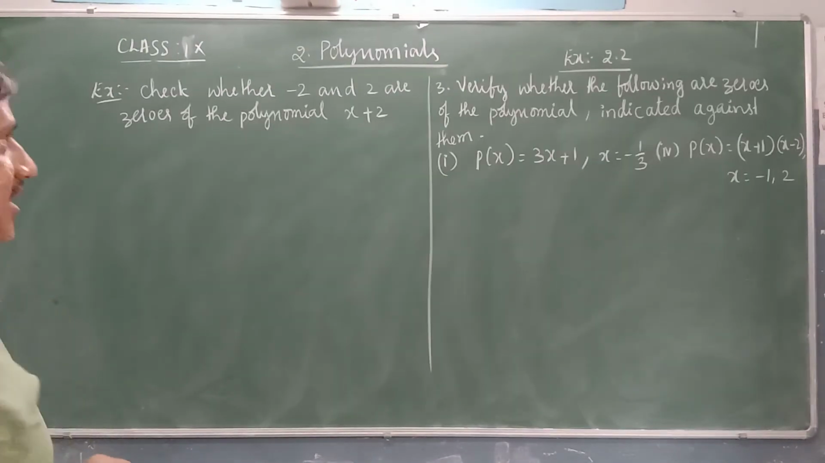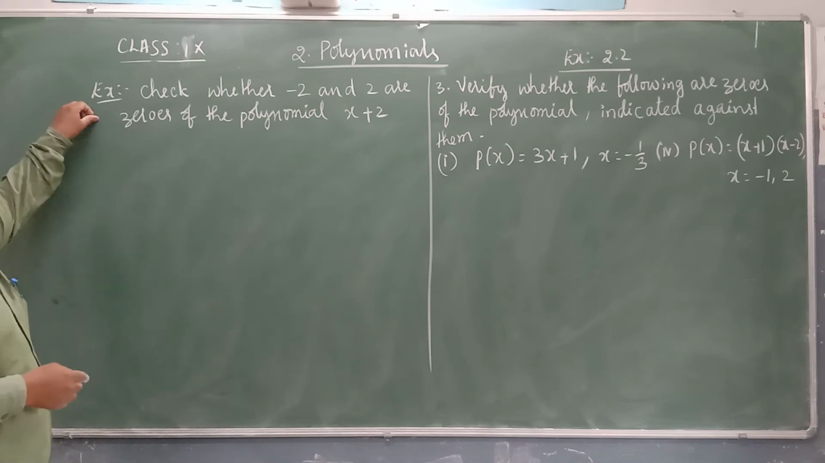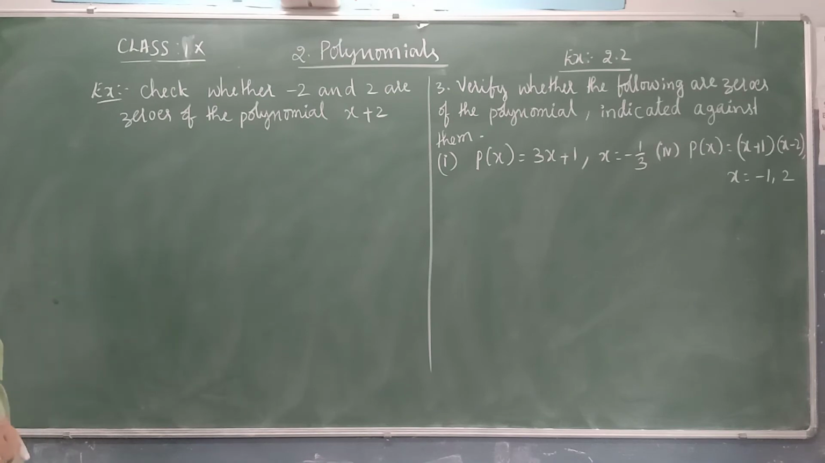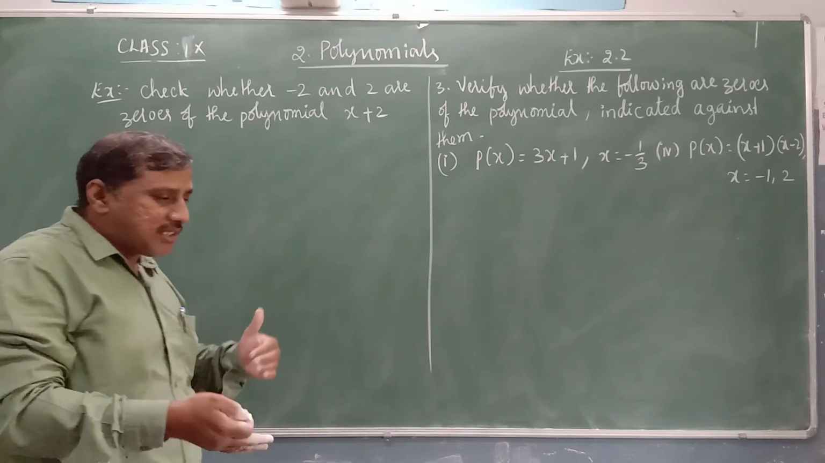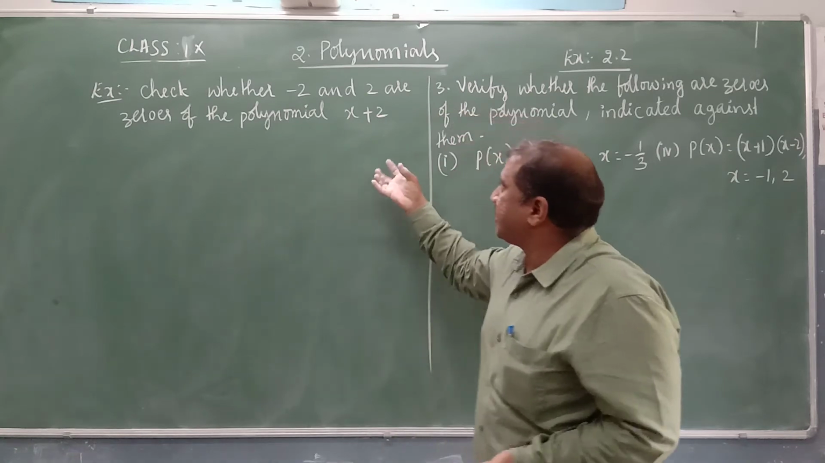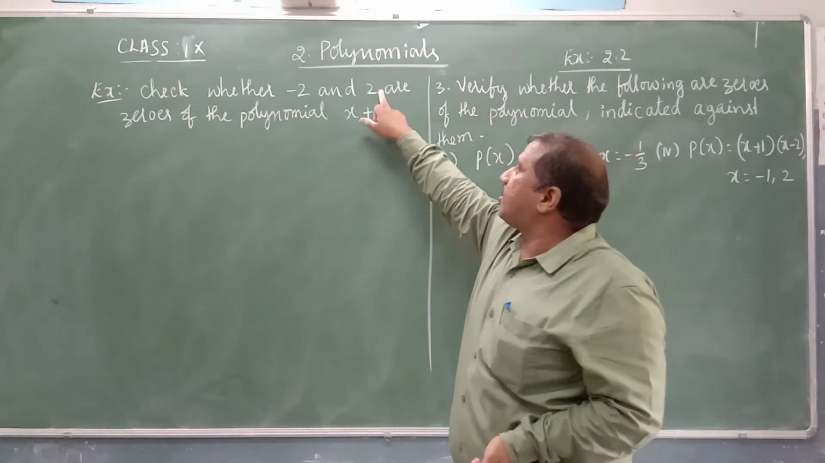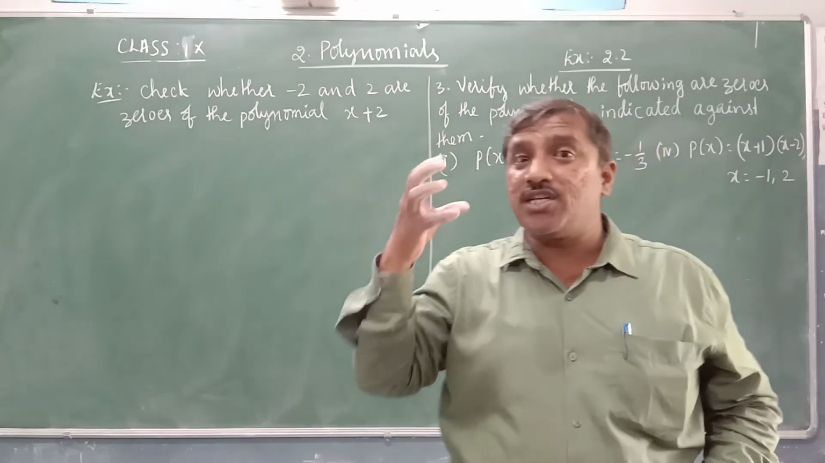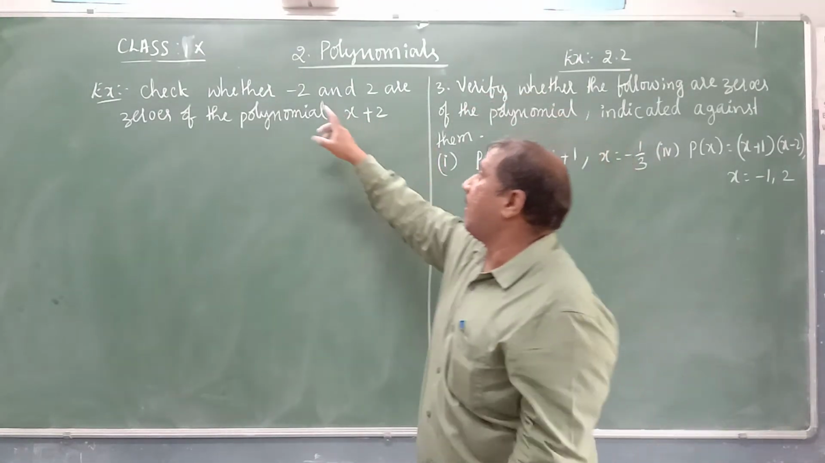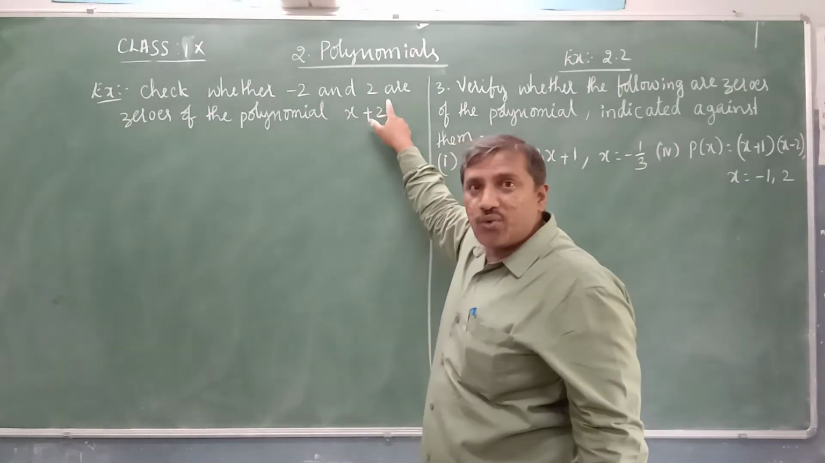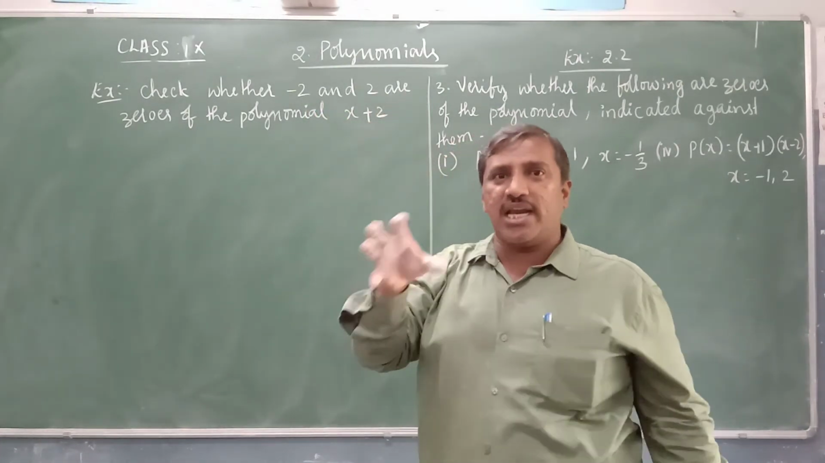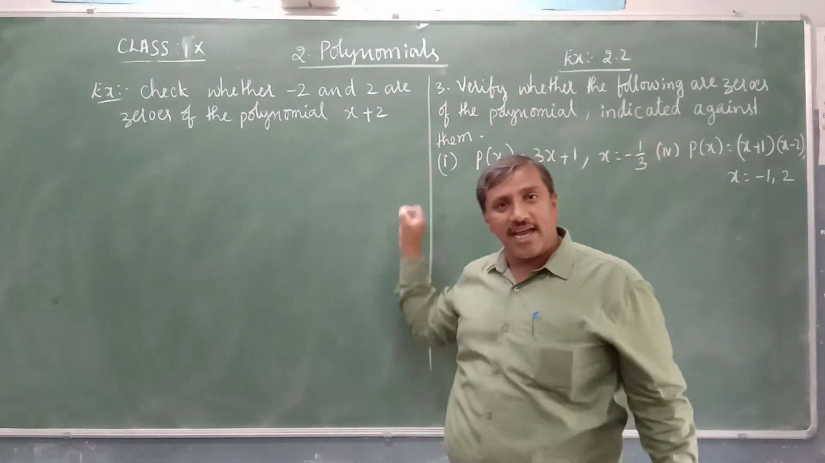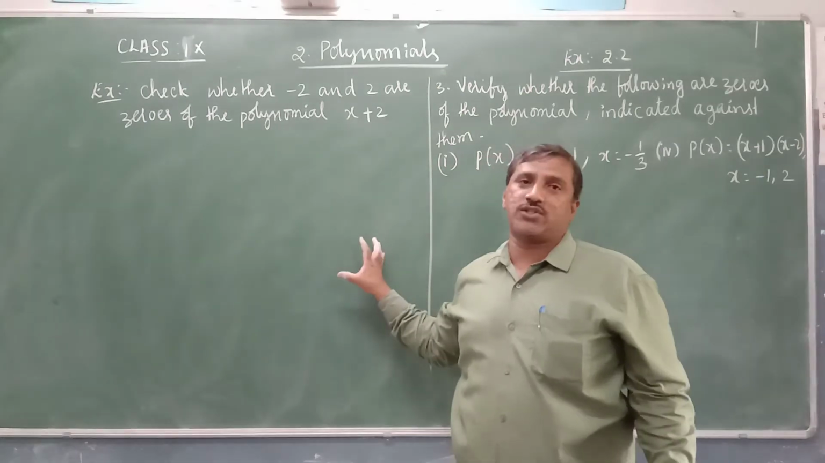Yes, now we will see some of the questions. Example, check whether minus 2 and 2 are the zeros of the polynomial x plus 2. How can you say whether minus 2 is a zero of the polynomial x plus 2 or 2 is a zero of the polynomial x plus 2? Yes. How? By substituting in the place of x as minus 2 and 2. And on simplification, if we get 0 as the result, then we can say that it is the zero of the polynomial x plus 2.